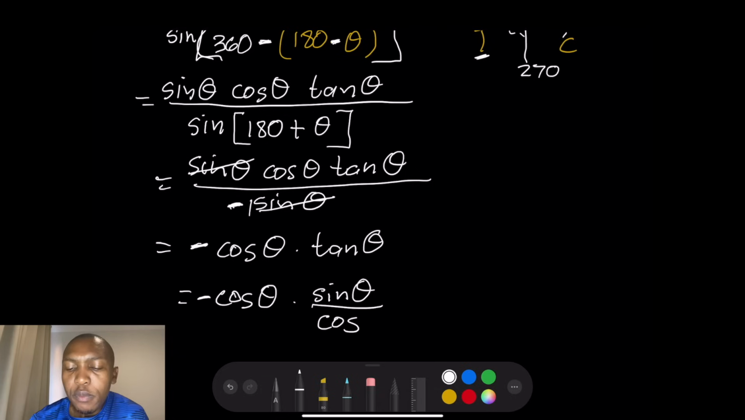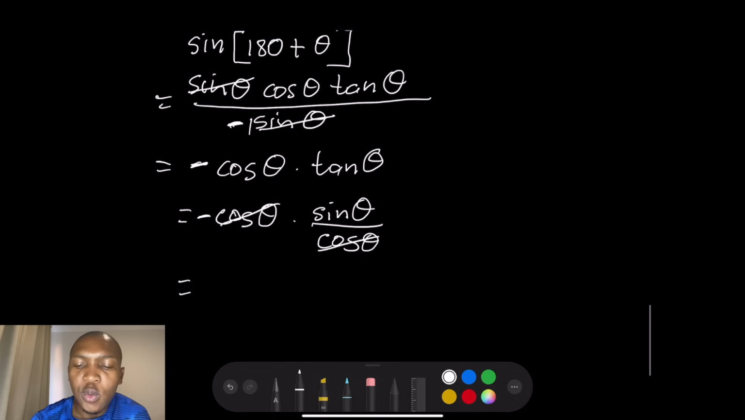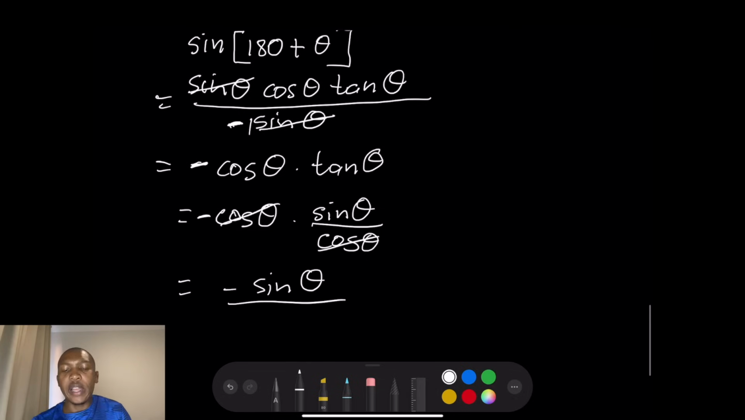Okay, so right, what happens? Of course, those two cancel out. And what do we have left? This is minus the sine of theta. Okay, and that is how we would have simplified that particular example. All right, let's take one last example and in this case, wrap up our lesson.